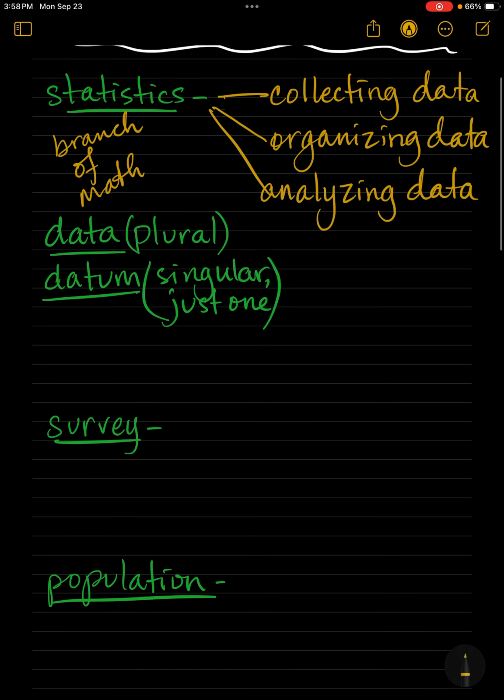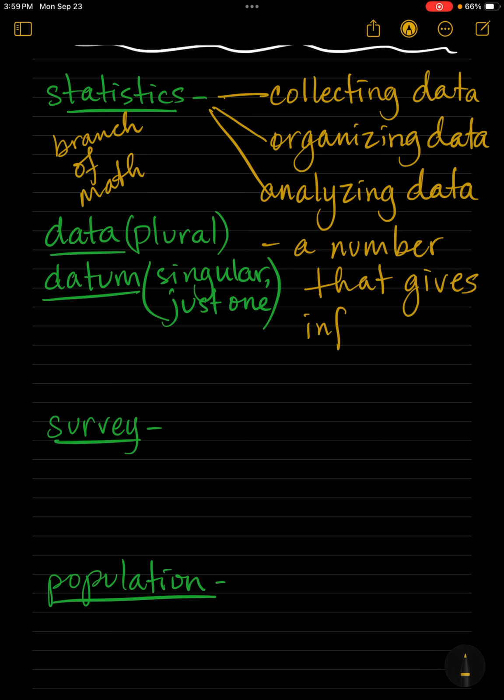Data is actually plural for datum, and it's just a number that gives information. And we'll be going more into detail about what data is.